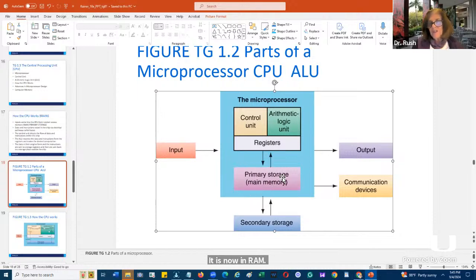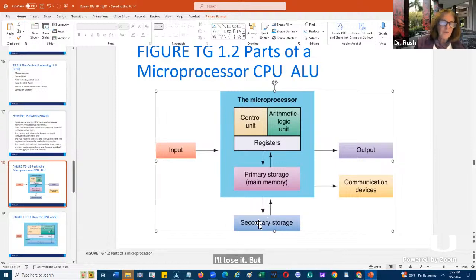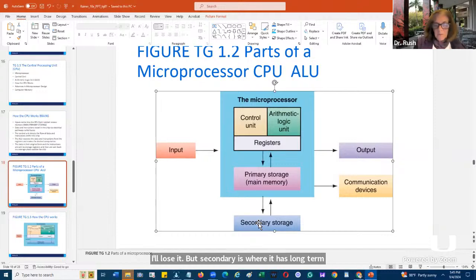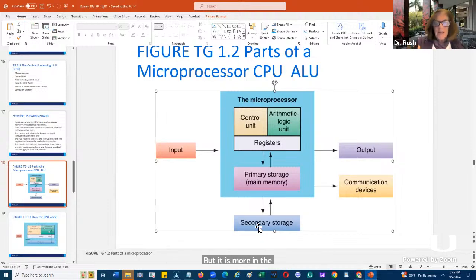I'll lose the changes. Sometimes the way the software is, if I make changes, I'll always say, keep on saving as I go along. But if the system hasn't saved as I go along, I'll lose it. But secondary storage is where it has long-term effects. Secondary storage goes bad sometimes, but it is more for future use. I can use it in the future. So this is the difference between main storage and secondary storage.